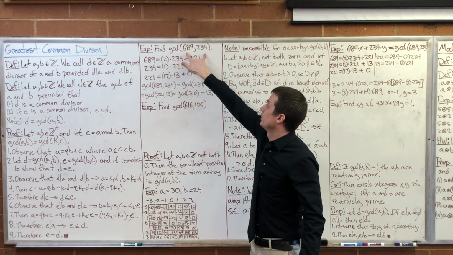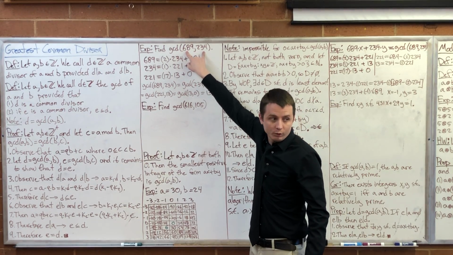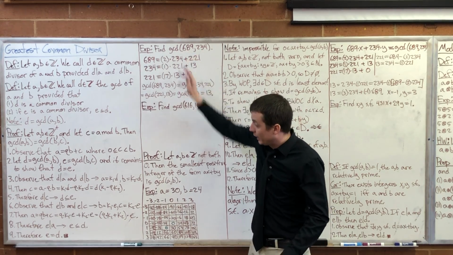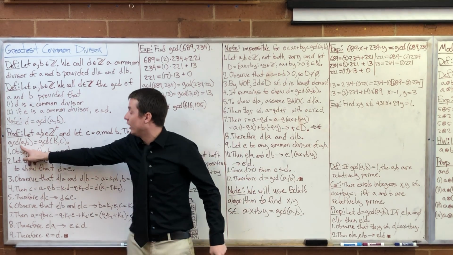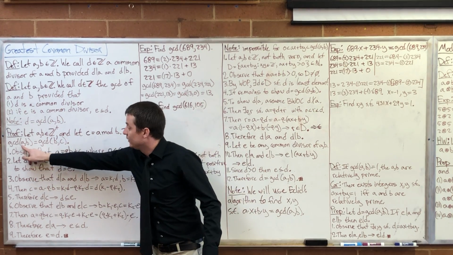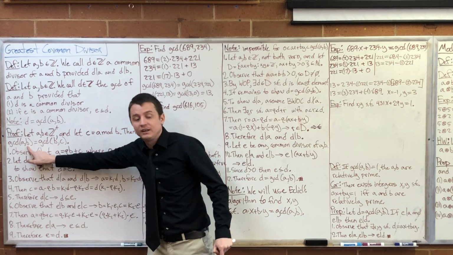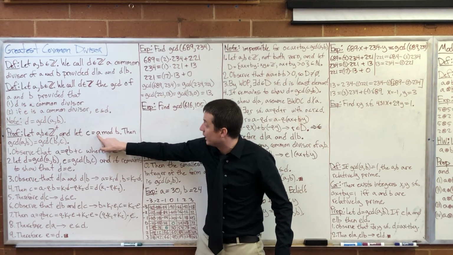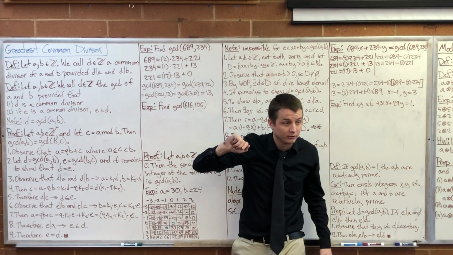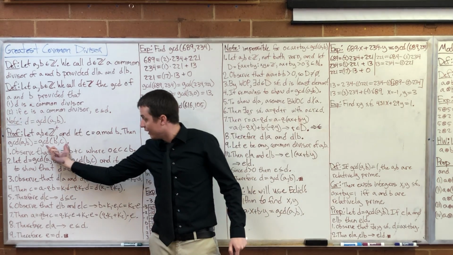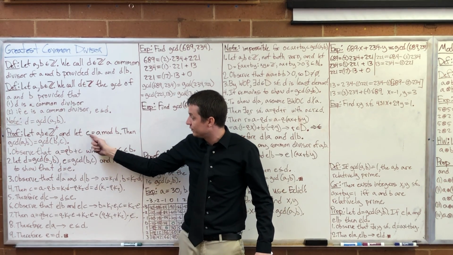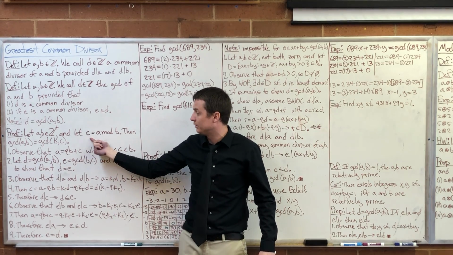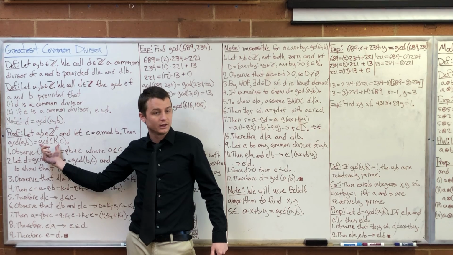So, say I told you to find the greatest common divisor of 689 and 234. Obviously, that's not trivial. But what do I know? I know that the greatest common divisor of 689 and 234 is the same thing as the greatest common divisor of 234 and the remainder when I take 689 and divide it by 234. So I'm going to figure out what C is: I take A mod B, which gives me C, and then I can calculate this greatest common divisor.